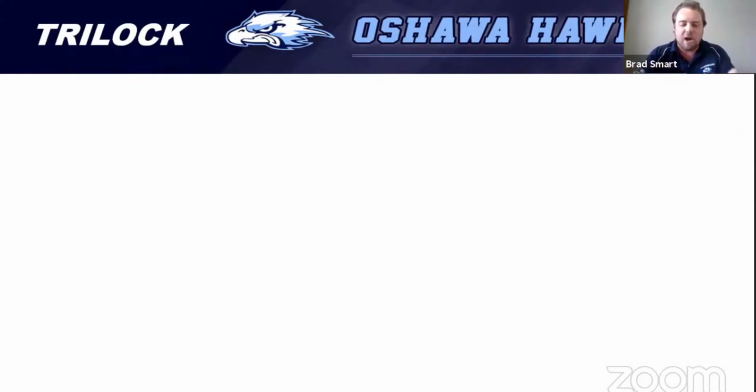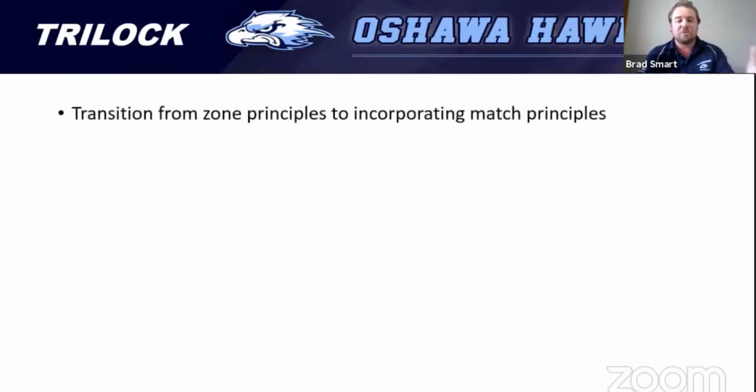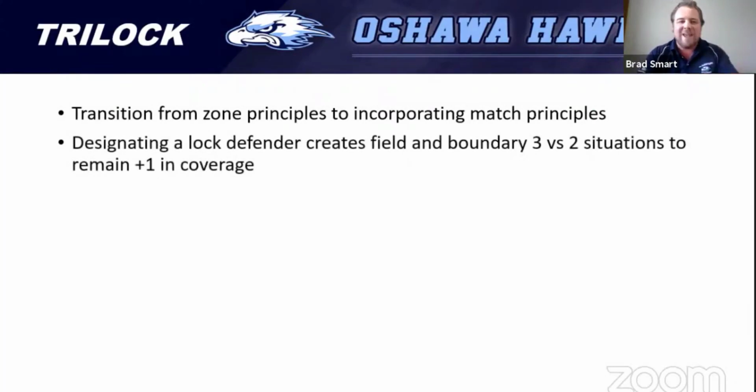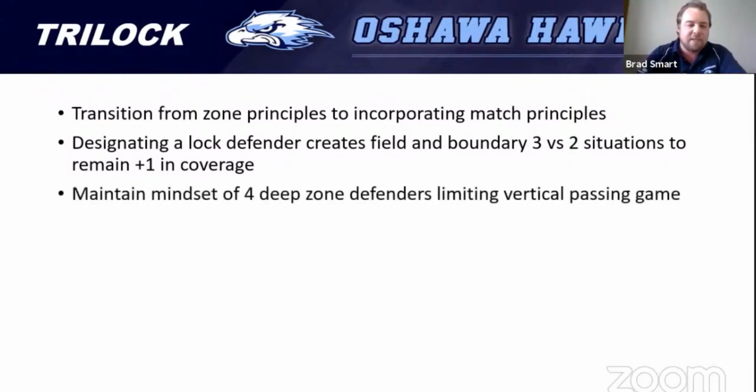The concept of tri-lock is we're going to take away one receiver and designate one player to follow him around. So it's a nice transition from the zone principles to starting to incorporate match and a little bit more of a man-to-man look. By designating a lock defender, now we're creating 3 versus 2 situations to the field and to the boundary. So we're outnumbering the receivers in coverage, and we're still remaining plus one.